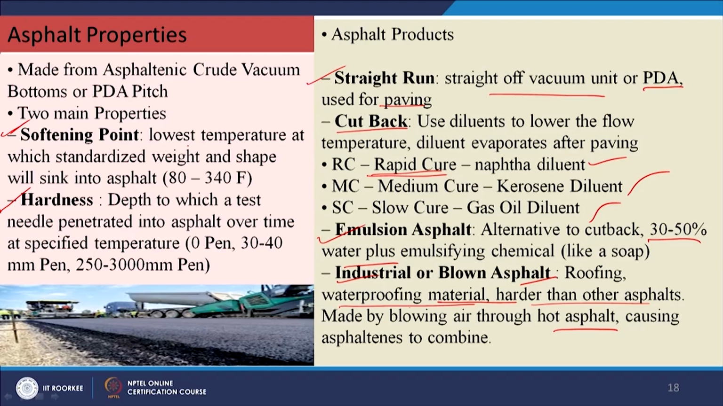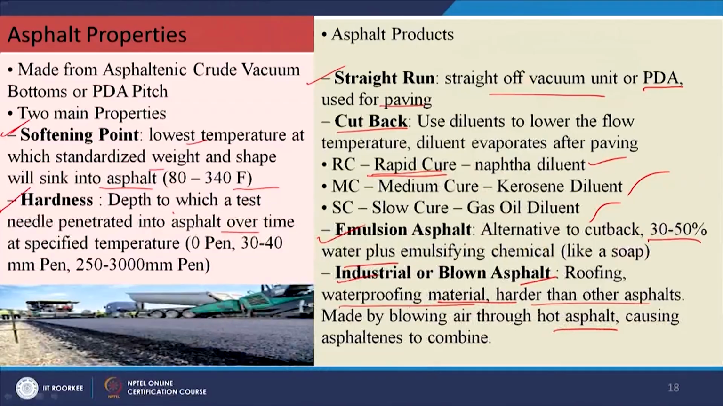These properties are measured to assess its quality. The softening point is the lowest temperature at which a standardized weight and shape will sink into the asphalt, that is around say 80 to 340 Fahrenheit. And hardness is the depth to which a test needle penetrates into the asphalt over a time at a specified temperature, as a certain condition is maintained. The depth the needle penetrates inside is related to hardness. So, a penetration of 30 to 40 mm up to 250 to 3000 mm pen is reported.